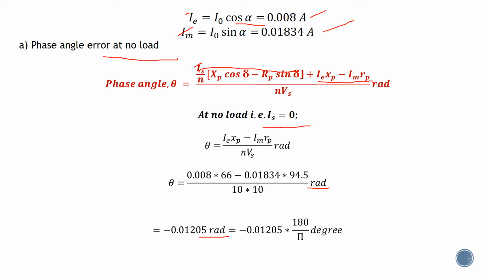If you have to convert the radian value into degree, you need to multiply the value by 180 by pi, so that the radian unit gets cancelled out and you get the degree value. So the final answer is minus 0.69 degree.